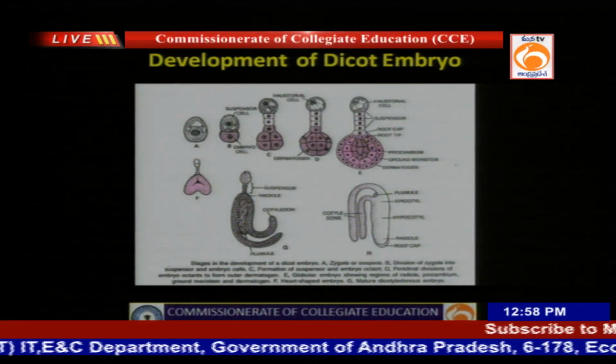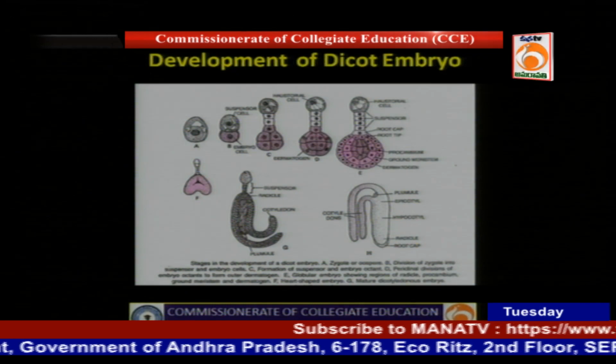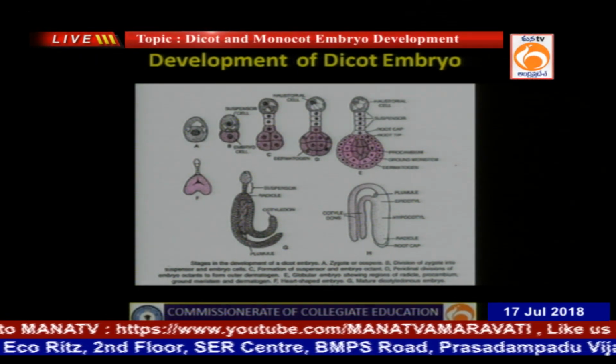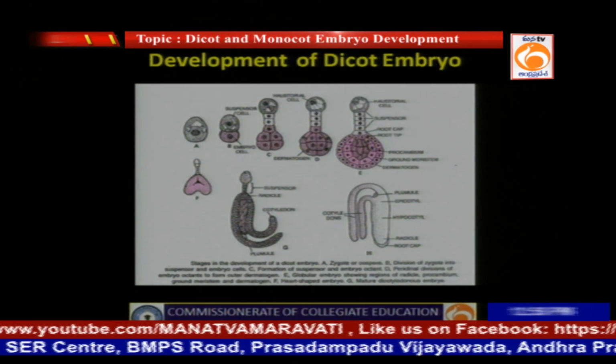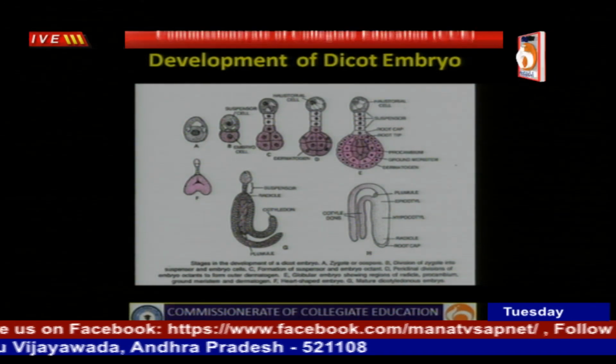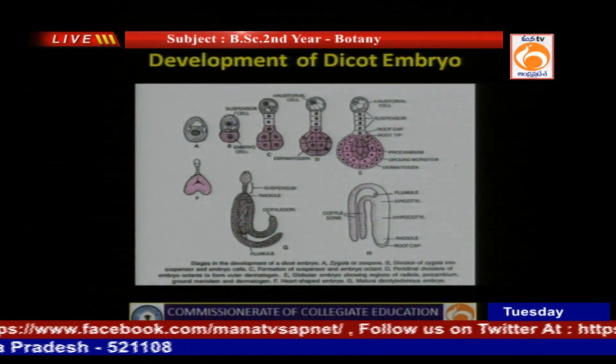Protoderm. This protoderm differentiated into epidermis. Later, the inner walls of the embryo also differentiated into pleurome and the cortex, that is ground meristem. This ground meristem develops into the cortex and the procambium differentiated into the vascular tissues.